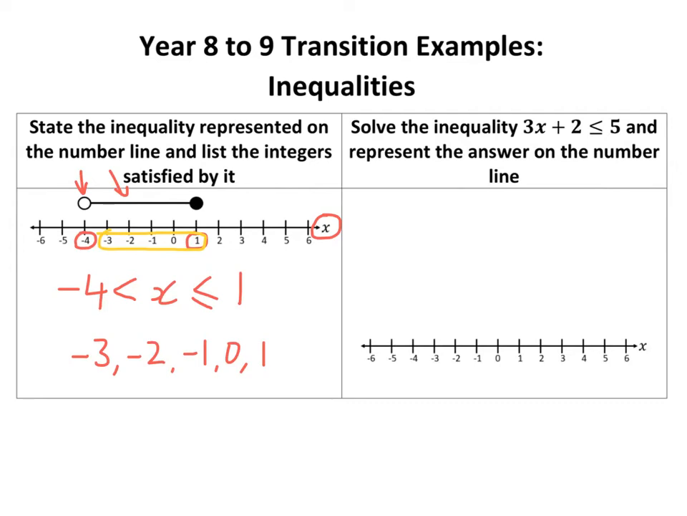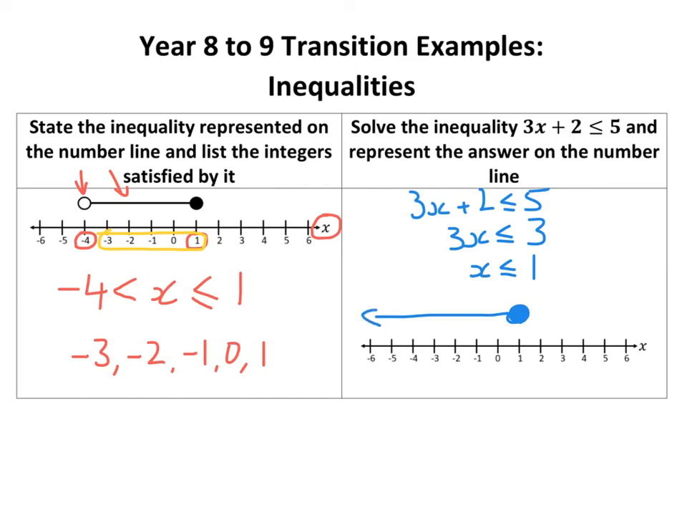Now, for the second part, okay, you know how, if you had to do an equation with these values, you'd be able to do it. And so therefore, all you do is work it out exactly the same. I wouldn't bother changing it to an equals. Okay, I'm going to take 2 away from both sides, and then I'm going to divide by 3. Now, it says represent the answer on the number line, so I'm going to draw a solid dot, okay, because it's equal to as well. And then I want all the numbers that are below 1.